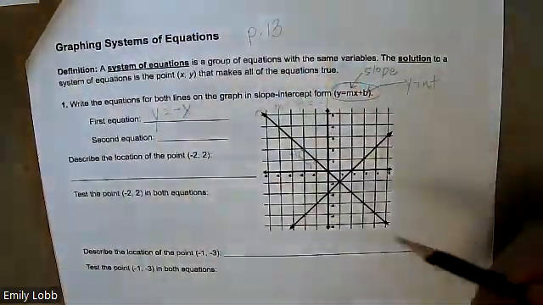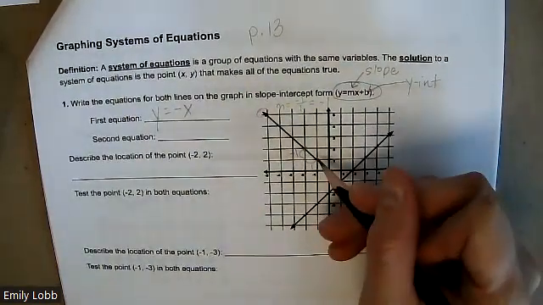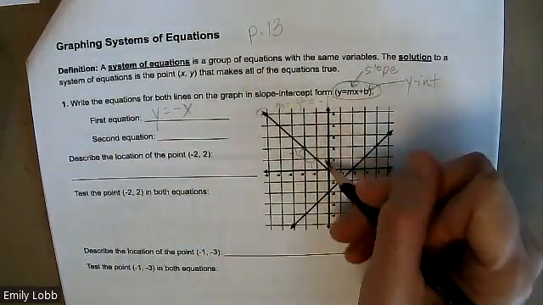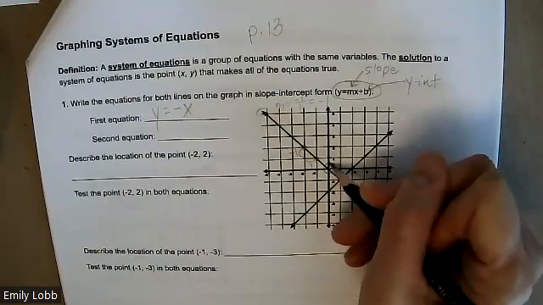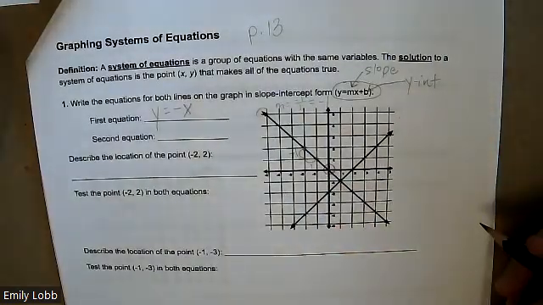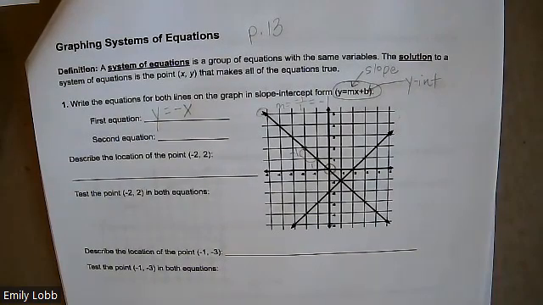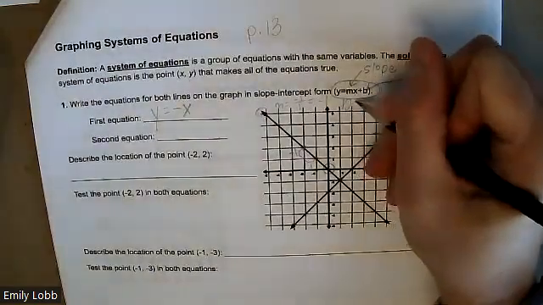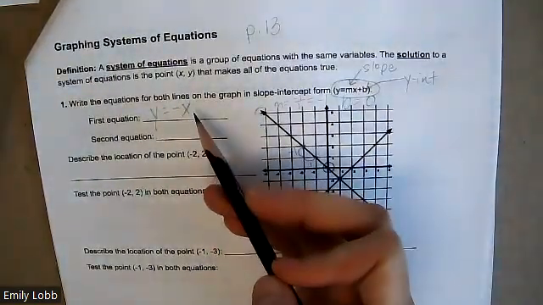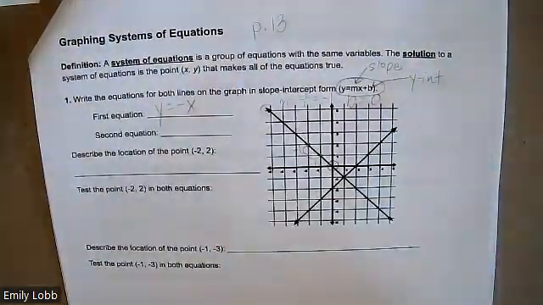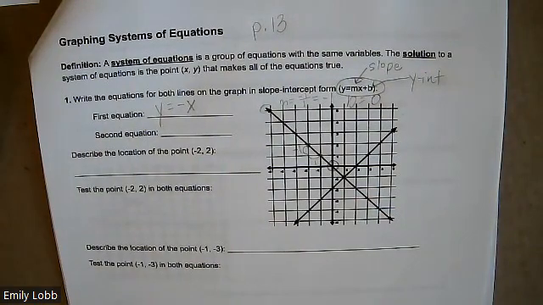And then what is our y-intercept? Where is this line hitting the y-axis here? 0. So that's it. You could say +0, you could just leave it like that, right? So b here is equal to 0. So +0 would still be y equals -x, okay?